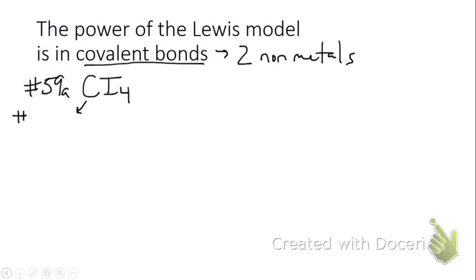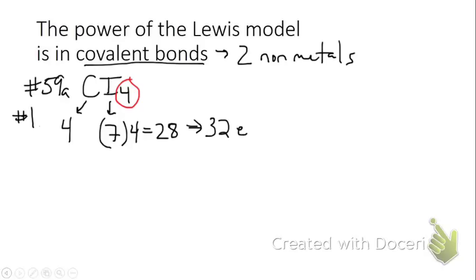Step number 1 is we're going to calculate how many valence electrons we have. In carbon, there's 4. In iodine, there is 7. But we notice with the iodine, there's 4 moles of it. So what we need to do is multiply these 7 valence electrons times 4, which will give us 28 total valence electrons for the iodine. But the total number of valence electrons for this whole compound is the valence electrons from iodine plus the valence electrons from carbon. And so we have 32 total electrons.